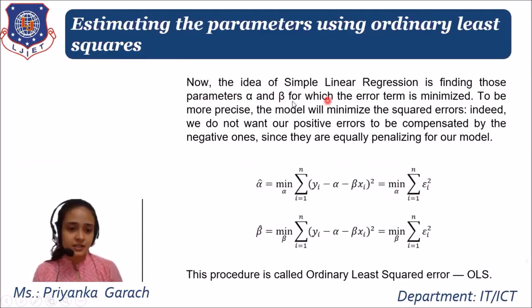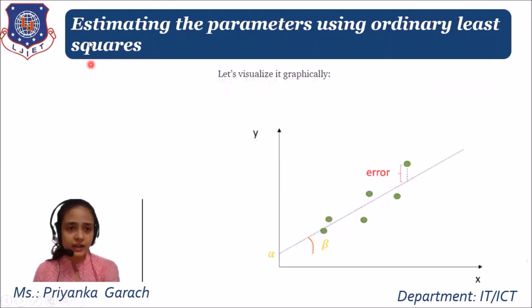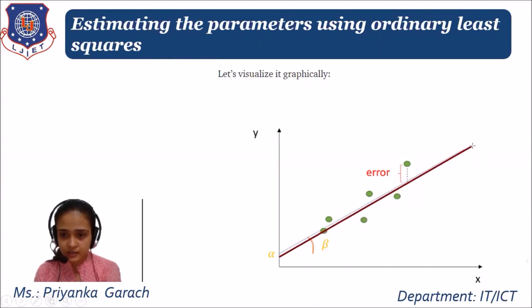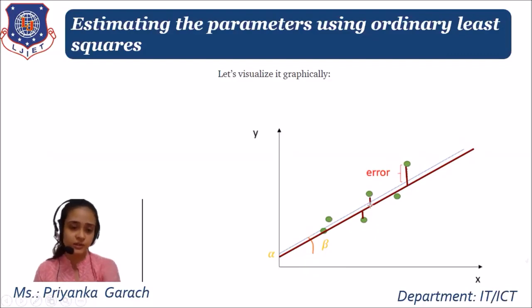Let's understand this particular statement, what they are saying: the idea of simple linear regression is finding those parameters, alpha and beta, for which the error term is minimized. So in which particular regression line will we get the minimum error? Suppose I draw one regression line like this, then you have to calculate all the vertical distances from this regression line. That is the summation of the positive and the negative errors.